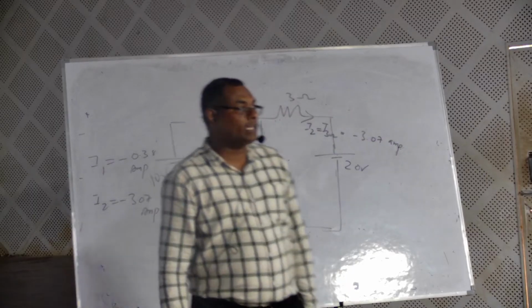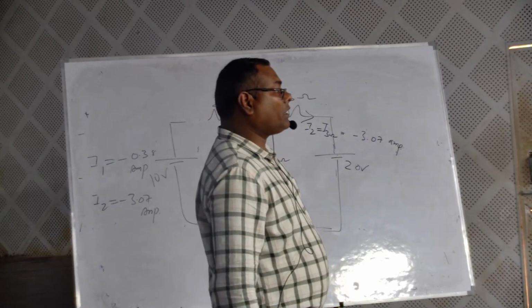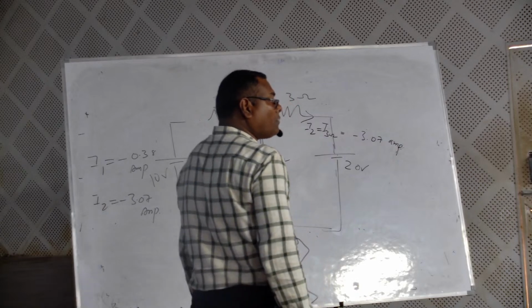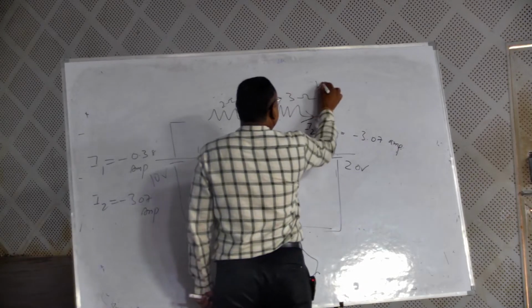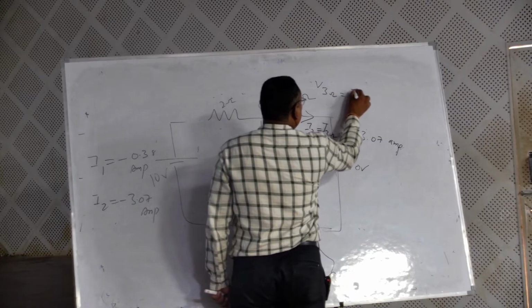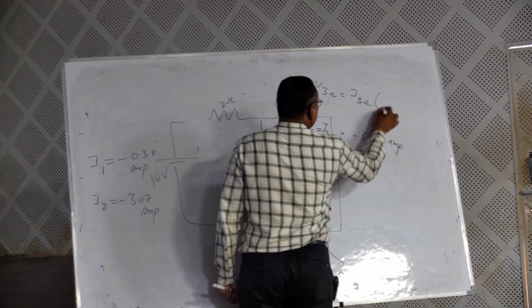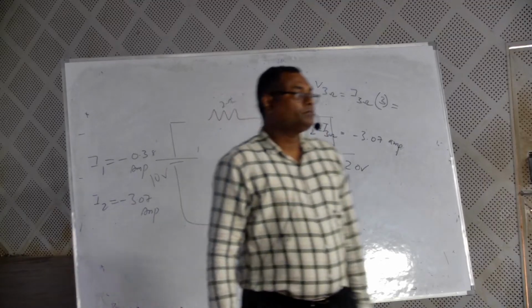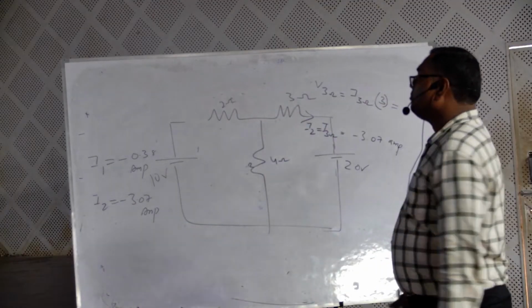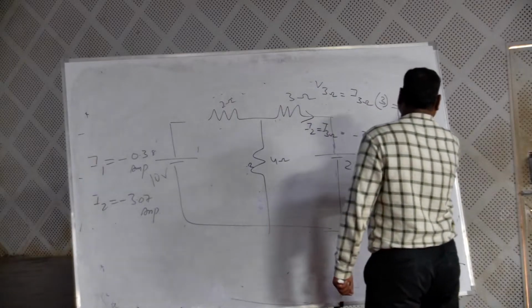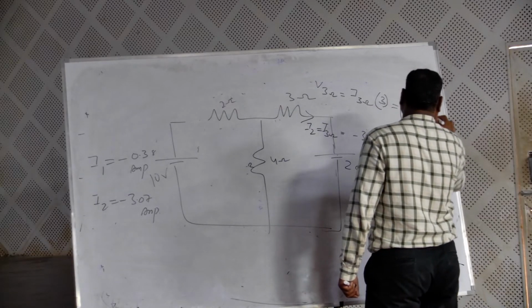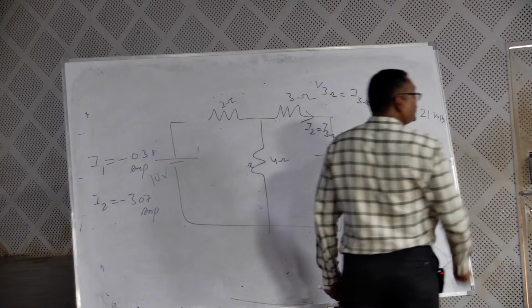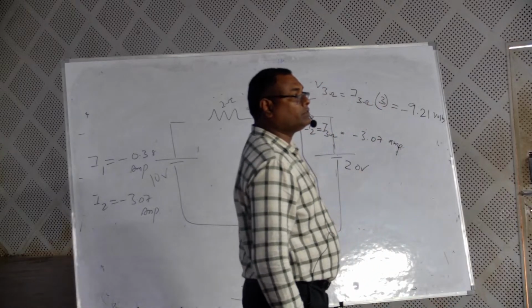Next one. Voltage drop across 3 ohms. V3 ohms is equal to I3 ohms into 3. What is the answer? We got it? Minus 9.21 volts. Mention the units, please. All of you mention the units.